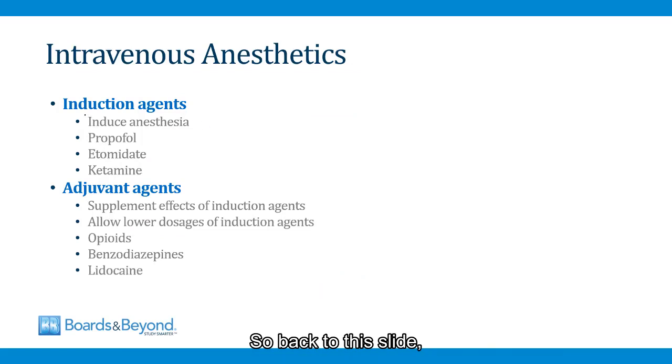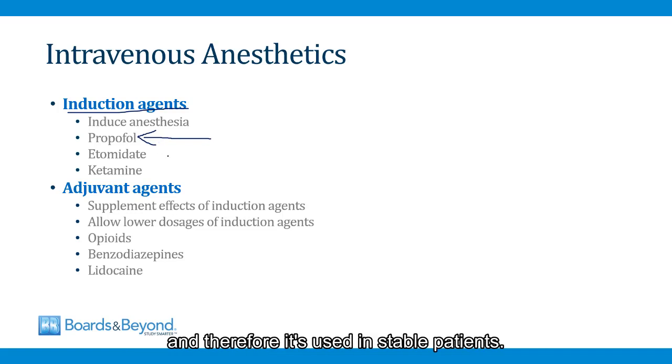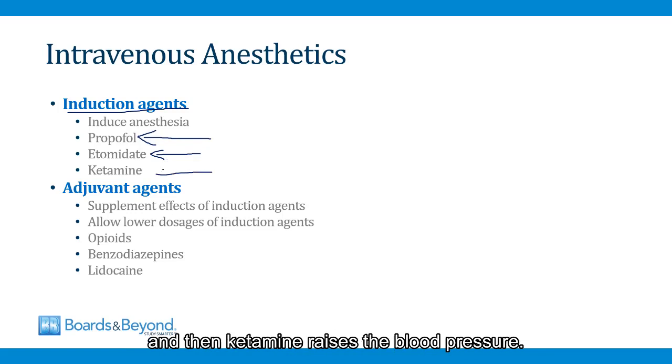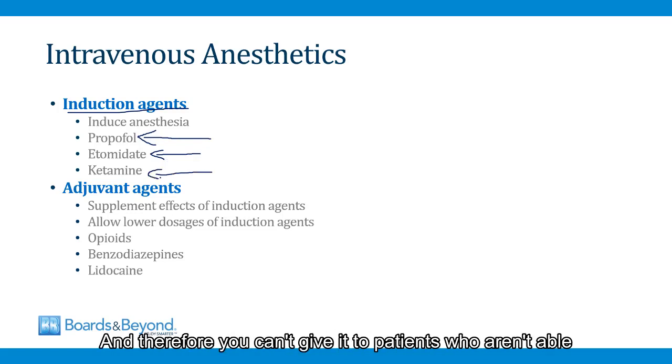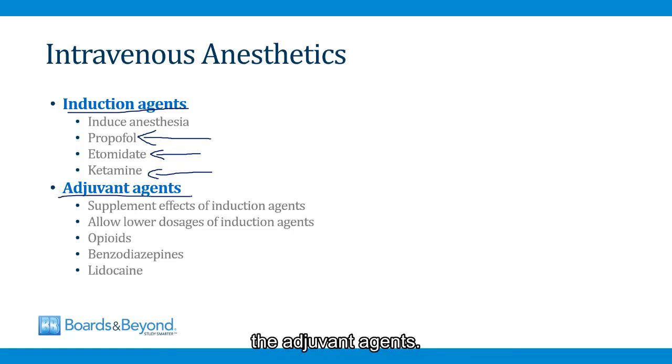So back to this slide, we've now talked about all the induction agents. Remember that propofol lowers the blood pressure and therefore it's used in stable patients. Etomidate is hemodynamically neutral, so that's a drug of choice in unstable patients. And then ketamine raises the blood pressure, and therefore you can't give it to patients who aren't able to tolerate a higher systemic blood pressure or higher pulmonary artery pressure. Now we're going to move on and talk about the adjuvant agents.